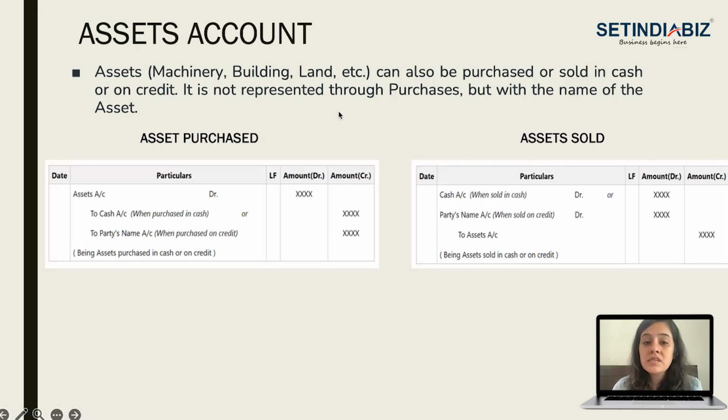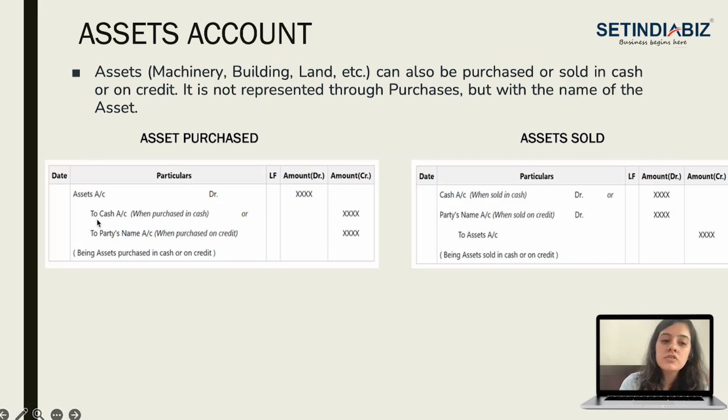It is not represented through purchases, but with the name of the asset, right? Whenever I'm purchasing an asset or selling an asset, it is not purchases, it is not sales. An asset being purchased is recognized with the name of the asset account. An asset being sold is recognized with the name of the asset account, not with the sales account. So when machinery is purchased, machinery account is debited. Why? Because machinery is increased. Whenever an asset increases, follow the debit rule.